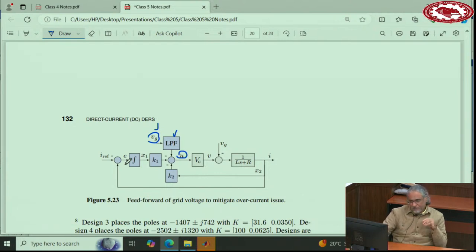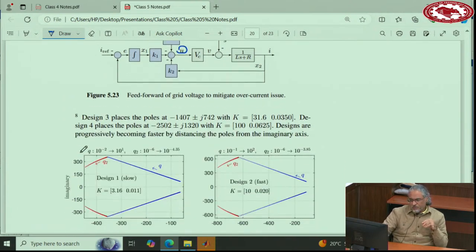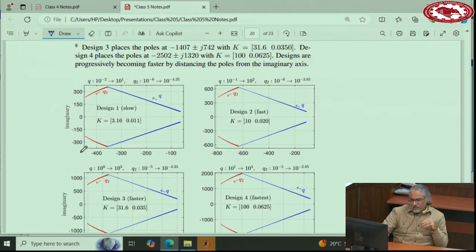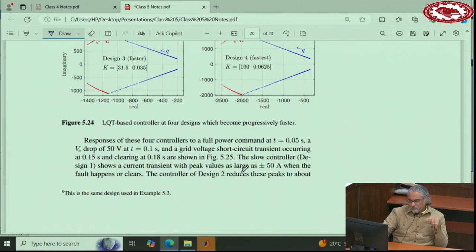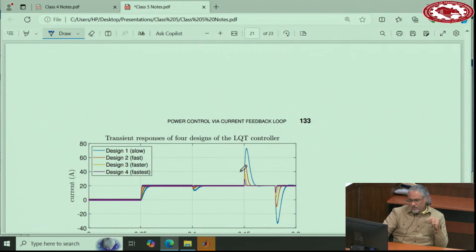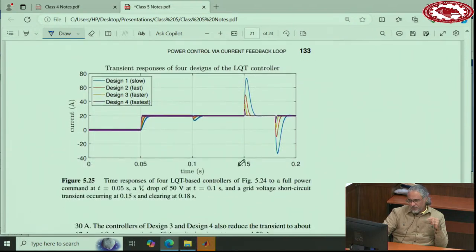Okay, so let me show you a few simulations in order to understand this. Let's consider these 4 designs: design 1, design 2, design 3, design 4. This is slow, this is fast, this is faster, this is really the fastest you can probably get at 4000 kilohertz. Now, if you apply a grid fault, and the grid fault happens at 0.15, right? Voltage short circuit.